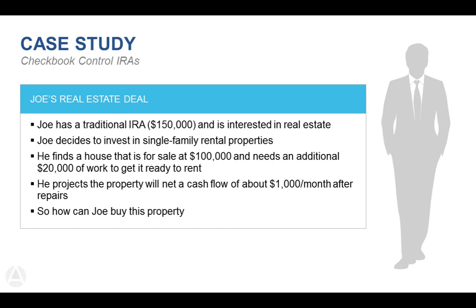So finding the property for $100,000 that needs $20,000 while leaving a $30,000 buffer in the account is something to look at when doing this type of investment. And that also goes for the LLC because the LLC is the primary investment of the IRA. So keep in mind that the rules and regulations certainly do extend out to the subsequent investments that you do. So he projects the property will net cash flow of about $1,000 a month after repairs.